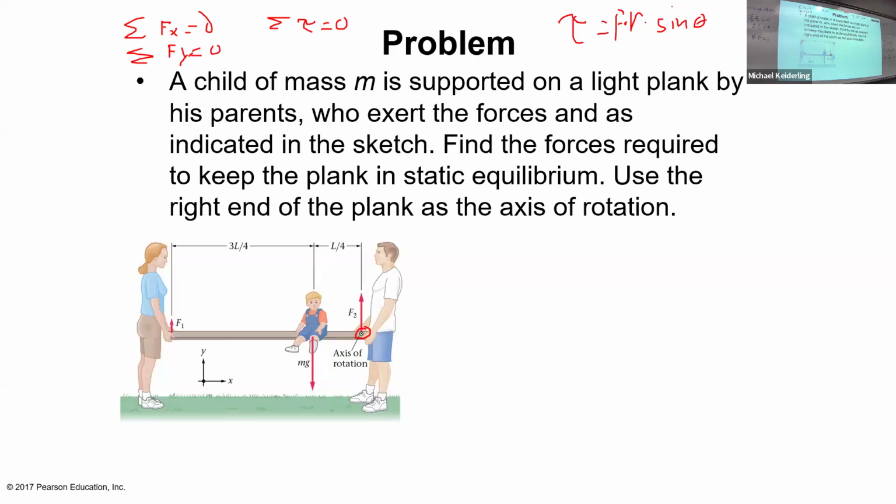So here's an example problem. We have a child of mass m supported on a light plank by his parents who exert the forces shown in the sketch, force 1 and force 2. Find the forces required to keep the plank in static equilibrium and use the right end of the plank as the axis of rotation. So remember, the sum of all forces in the x direction equals 0, the sum of all forces in the y direction equals 0, and the sum of all torques equals 0. Torque is force times moment arm, generally the easiest way to do it if you have vertical and horizontal forces.